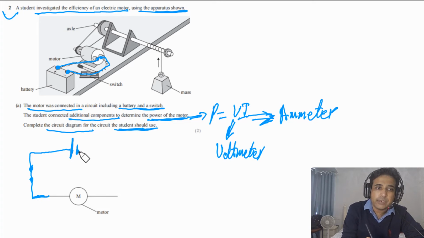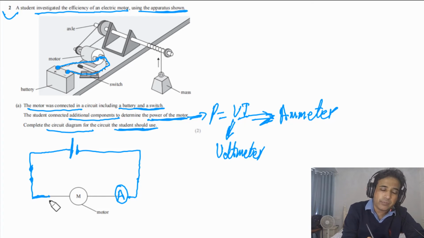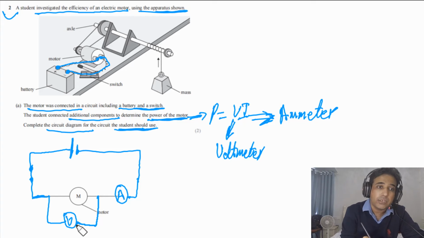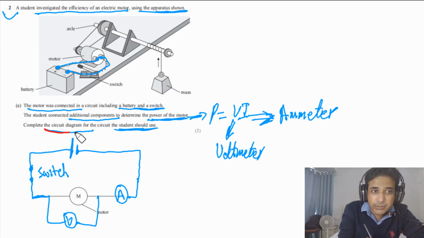We need to find the current passing through the motor, so we need to connect an ammeter in series. We also need to find the PD across the motor, so we have to connect a voltmeter across this motor. So this is how we can draw the circuit. So this is the switch.